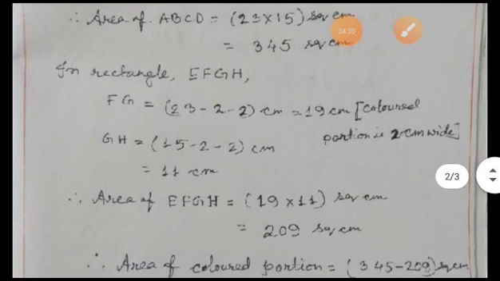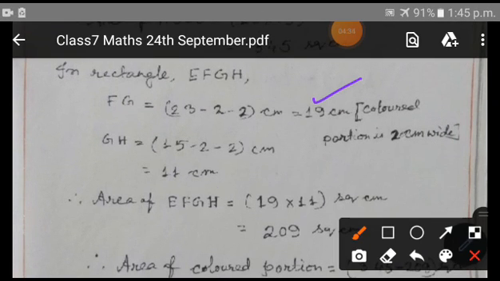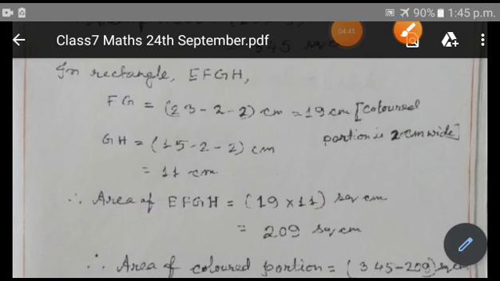So these are the dimensions of the inner rectangle EFGH. Length is 19 centimeter, breadth is 11 centimeter. So calculate the area, that is length into breadth, 19 into 11, that is 209 square centimeter.